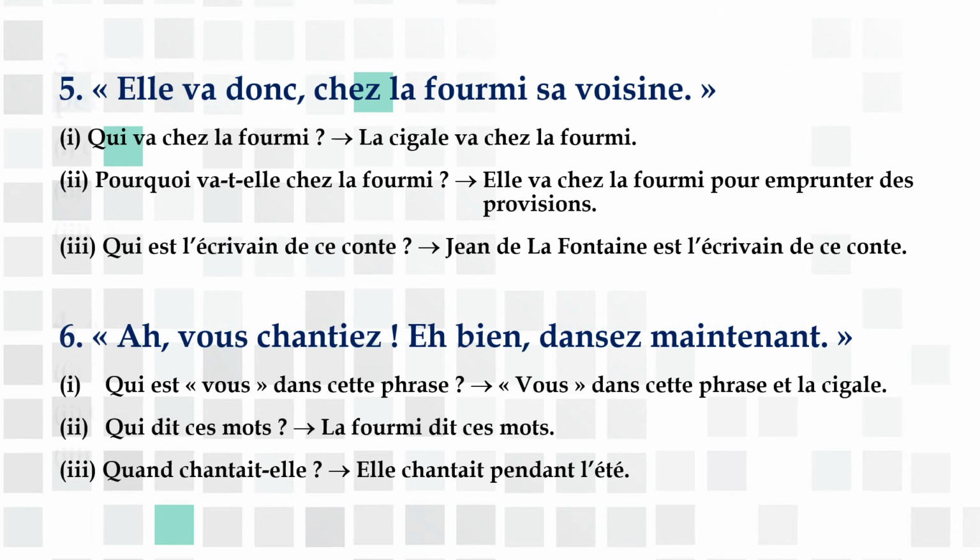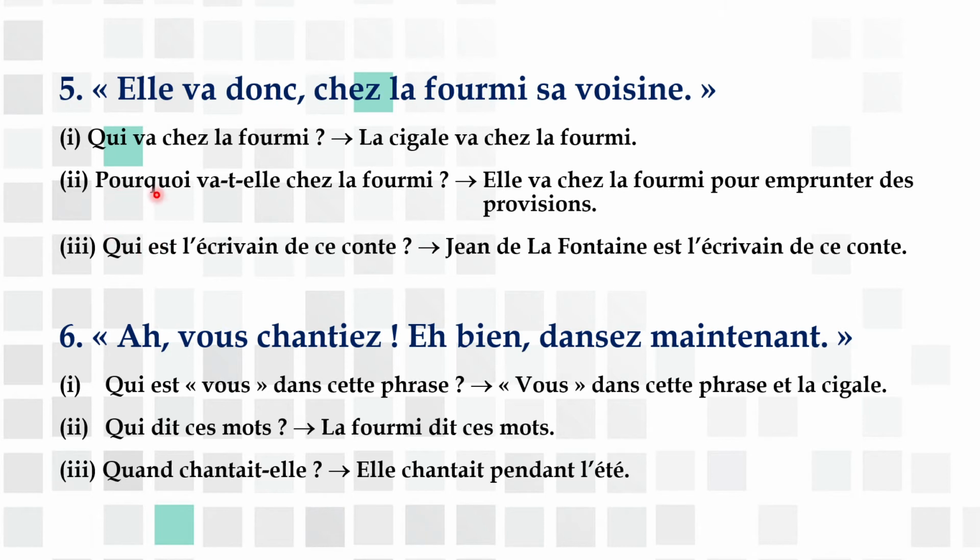Now let's go to the second lesson. Let's look at two sample questions which have been solved from the second lesson, La cigale et la fourmi. The first extract is: Elle va donc chez la fourmi sa voisine. She goes therefore to her neighbor, the ant. So, qui va chez la fourmi? This is an easy question. Obviously, if the ant is being visited, who is visiting? The cricket, right? La cigale va chez la fourmi.